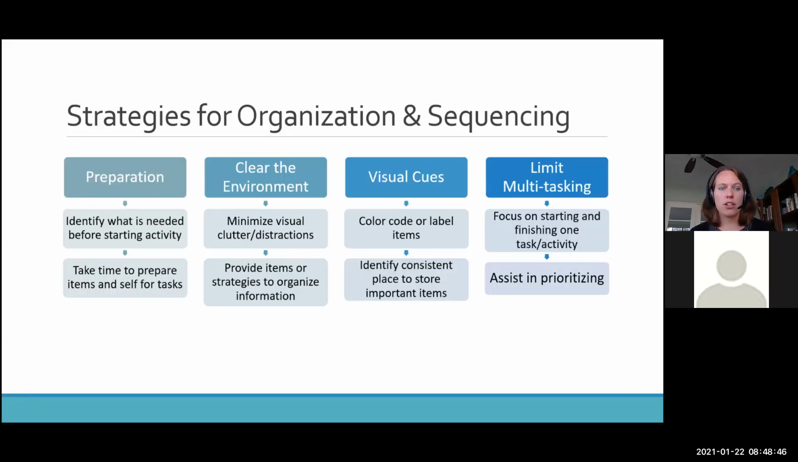So additional strategies for organization and sequencing is preparation, right? Having the person figure out, what do I need before I get started? There's nothing like getting into the shower and realizing that there's no shampoo in there, there's no soap, my towel is across the room, right? So thinking through what I need to be able to successfully accomplish this, and preparing that before we get started. That eliminates some of the problem solving and the guesswork, or the frustration that can happen during a task.